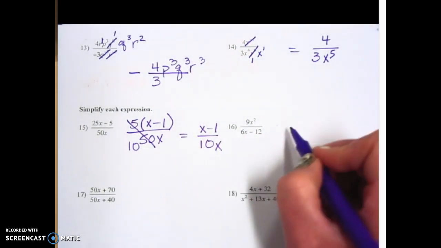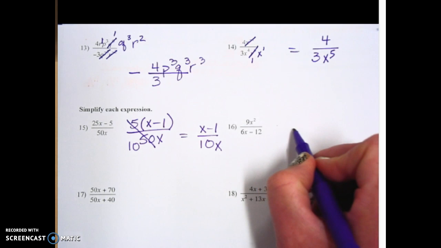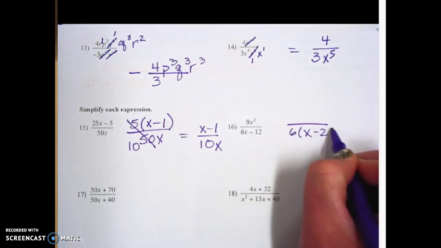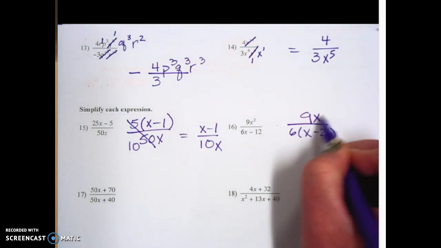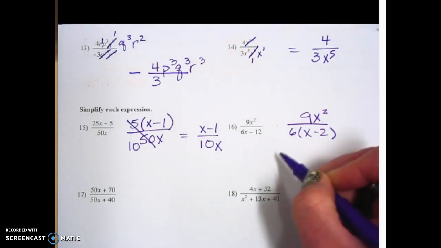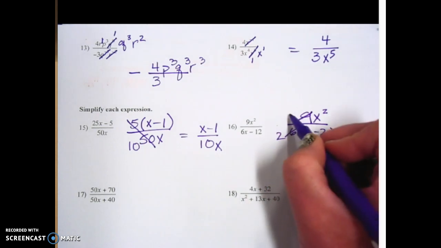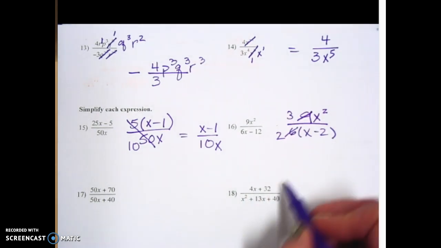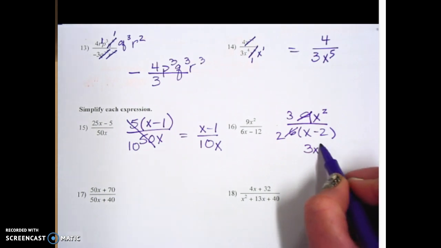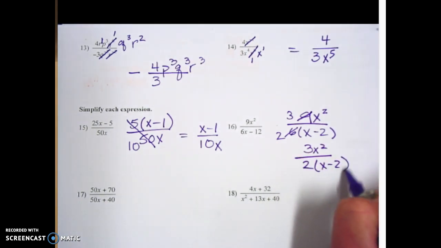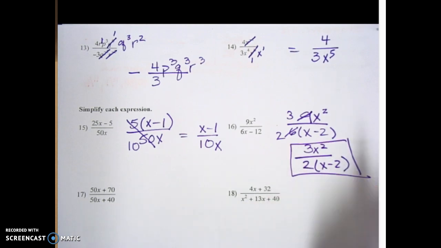Okay. So I do see a GCF in the denominator. I'm going to factor out a 6. That leaves me with x minus 2. And that can reduce the 6 and the 9. 3 goes into the 6 twice. 3 goes into 9 3 times. So we have 3x squared over 2 times x minus 2. And that's as far as we can go.